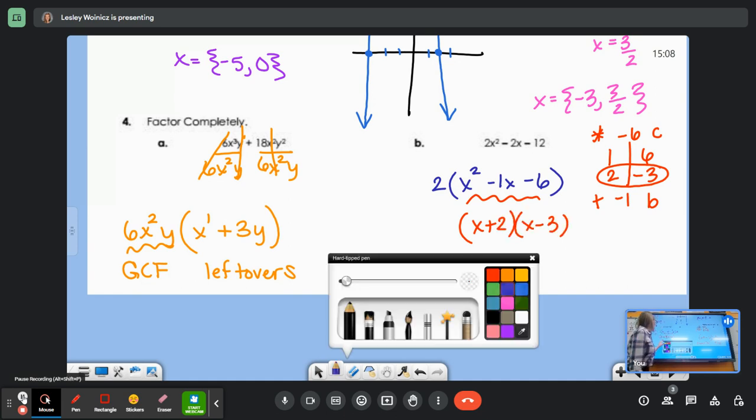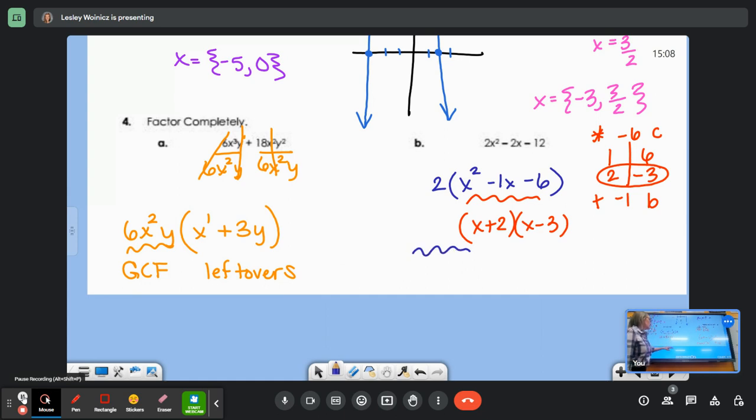And what do I need to make sure that I bring down in the front? 2. Because if I multiplied and distributed all of this back together, I should get what I started with. And I can't get that without my 2. I have to have it. 2 is one of the factors that needs to be listed.